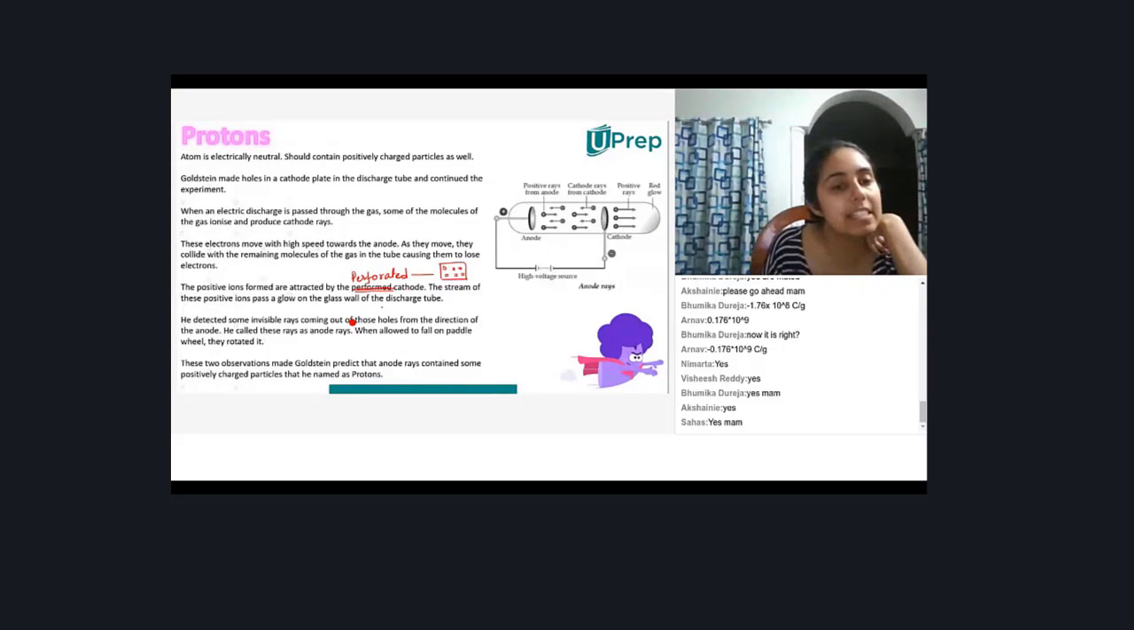The stream of these positive ions produces a glow on the glass wall of the discharge tube. So you will see a red colored glow over here on the discharge tube due to these invisible rays that are coming from the anode to the cathode. They pass through those holes and create a red colored glow over here. So again, we know that these things have a positive charge, but we don't know if they are particles.